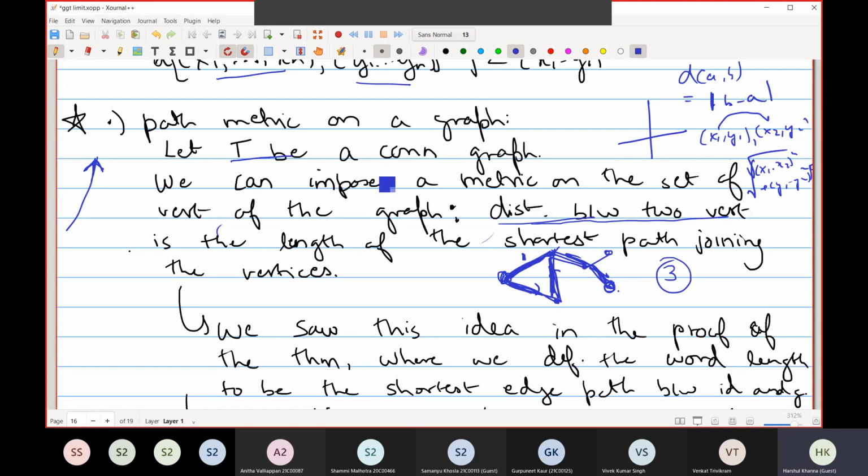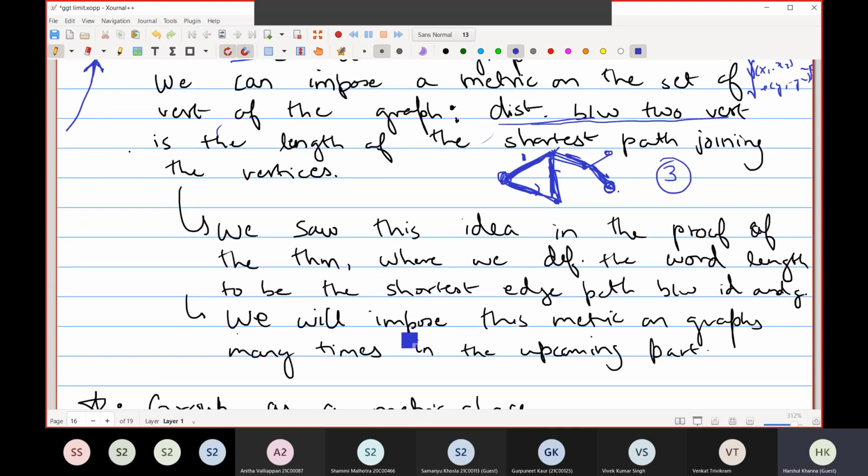Of course, you can enforce this path metric on various classes of graphs. Suppose I give you the Cayley graph of some group. You can impose a path metric on that graph. I give you a normal simple graph. Then you can impose a path metric on a graph that turns a graph into a geometric object. It has a metric on it now.